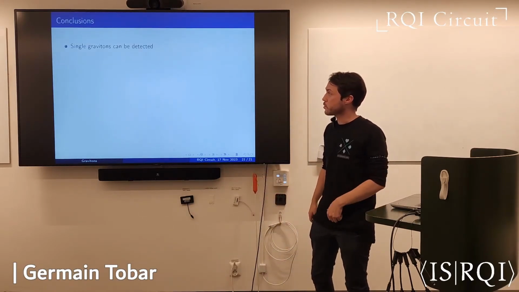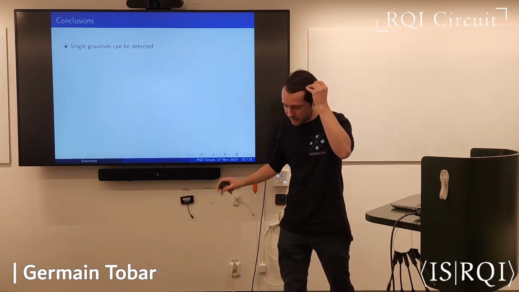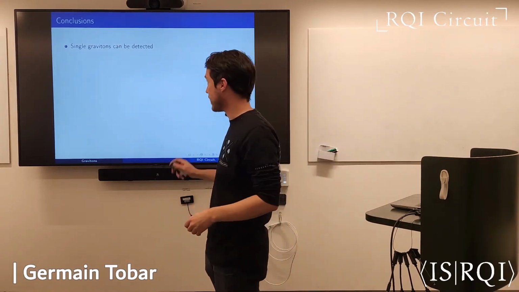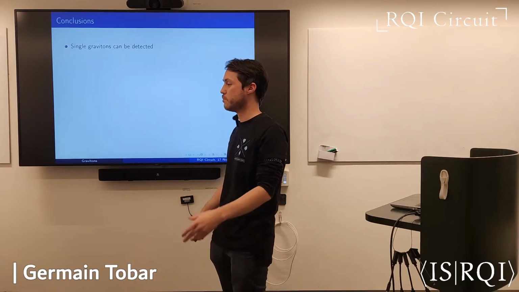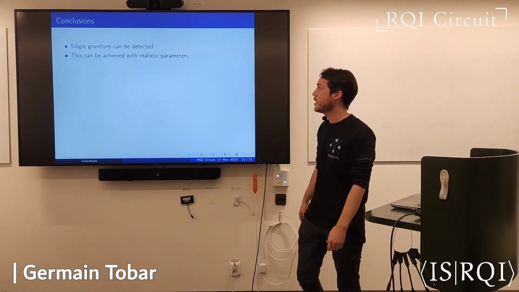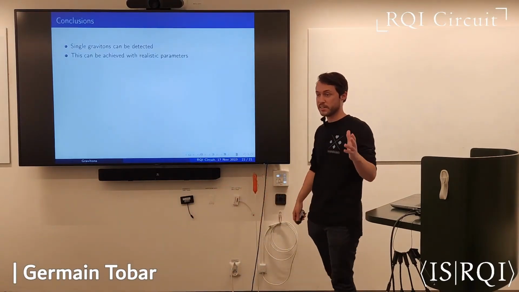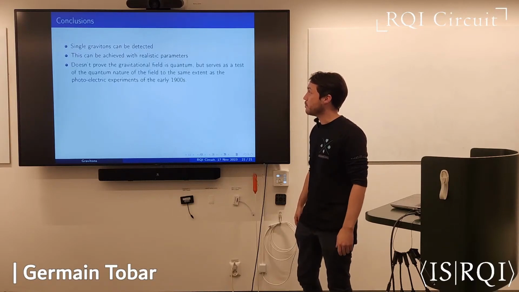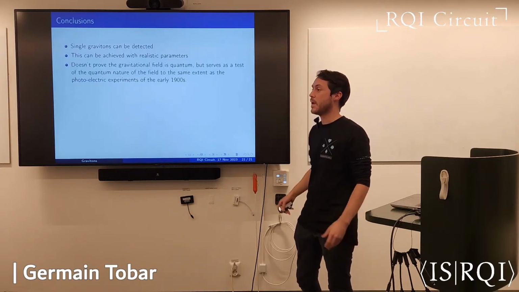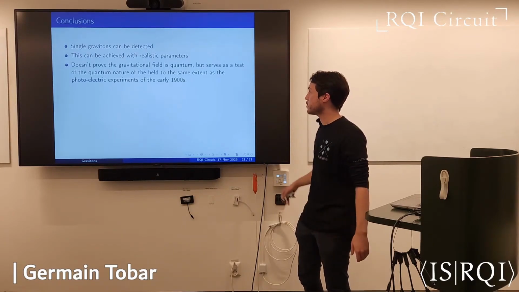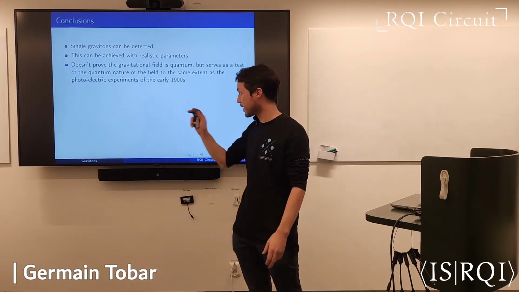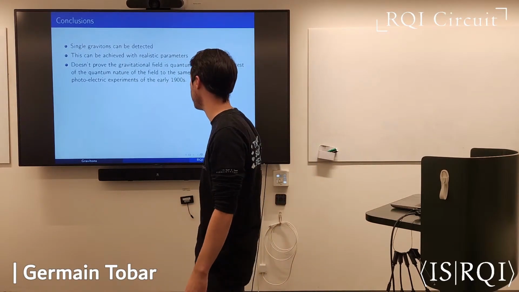So to conclude, single gravitons can be detected in the same sense as in the early 1900s with the Bohr model and the photoelectric effect. This can be achieved with not that unrealistic parameters. And it doesn't prove unambiguously that the gravitational field is quantum, but serves as a test of the quantum nature of the field to the exact same extent as the photoelectric experiments of the early 1900s.